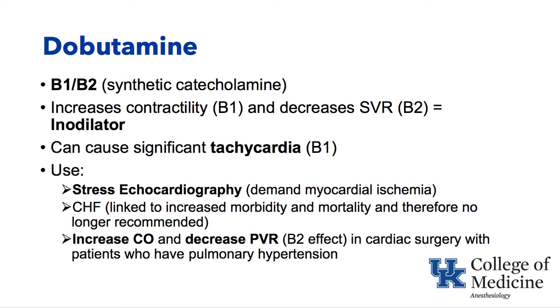Dobutamine will increase cardiac output via its beta-1 effect and does decrease pulmonary vascular resistance, its beta-2 effect. So in patients who have pulmonary hypertension undergoing cardiac surgery, dobutamine has several beneficial effects, helping the right heart beat harder, the left heart beat harder, and also decreasing pulmonary and systemic vascular resistance. So dobutamine, beta-1 and beta-2 agonism.